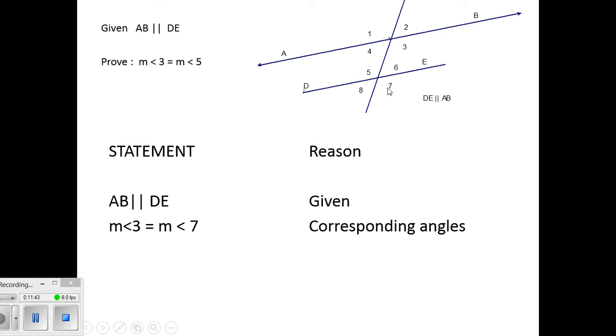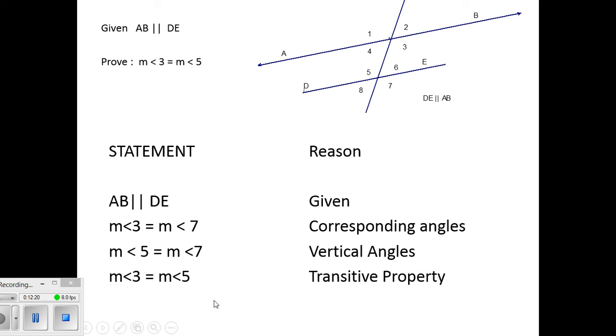But we should know a relationship that is stated here. 5 and 7 are vertical. They're vertical angles, easy enough to spot. We have vertical angles all over the place here, and vertical angles are always equal. Well, look what we have. 3 is equal to 7. 7 is equal to 5. So therefore, 3 must be equal to 5. Since 3 is equal to 7 and 7 is equal to 5, we can conclude that 3 is equal to 5 by the transitive property.